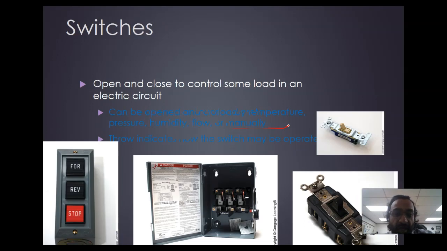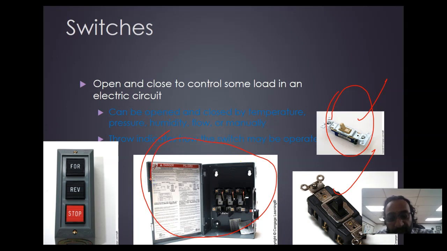Okay, switches. The main purpose of a switch is to close or open the circuit. They come in different types. Probably you've seen this in a house, and this one. This is a disconnect switch, which is a requirement for any equipment before you install it. If you look at an AC unit outside or a boiler, you must have a disconnect switch for that equipment by itself. Some of them can be opened and closed by temperature, pressure, humidity, flow, or manually.